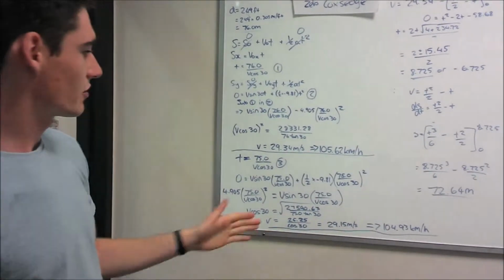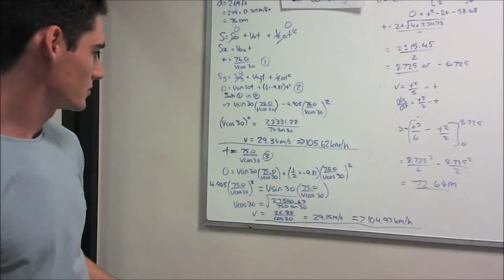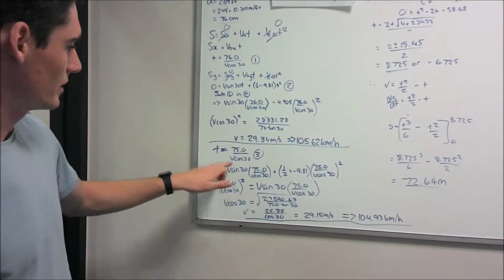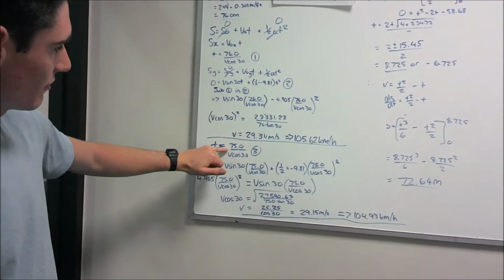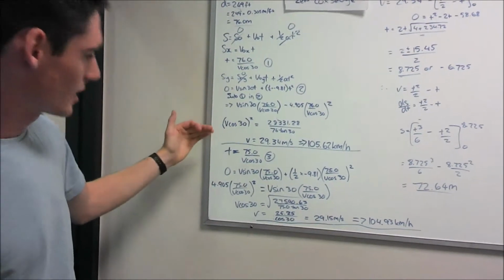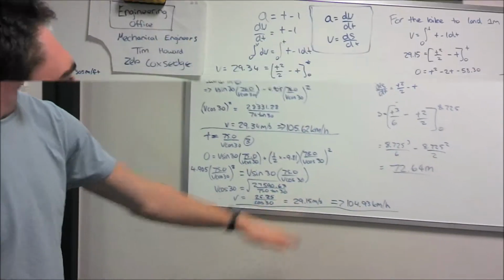Now we calculate for the bike to land 1 meter short. The speed he would have had to go would have been 29.15, because we calculate here 75 meters rather than 76. And that just follows through and gives us this result.